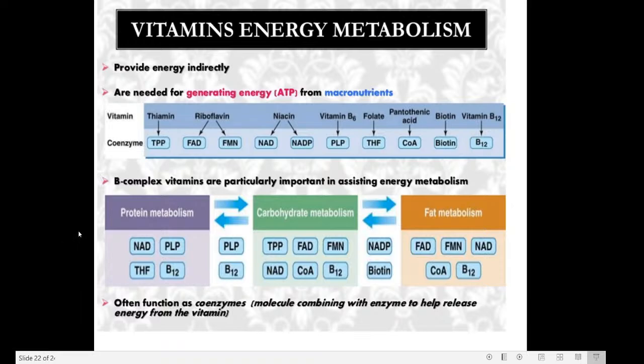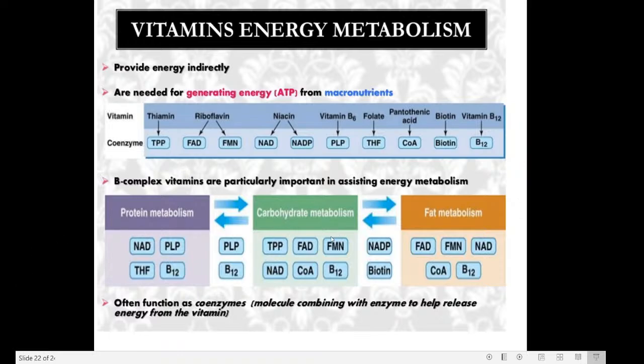The B complex vitamins are particularly important because they are associated with energy metabolism. Protein metabolism is interlinked with carbohydrate metabolism, which is interlinked with fat metabolism. These coenzymes are involved in protein metabolism: NAD, PLP, THF, B6 and B12 vitamins.